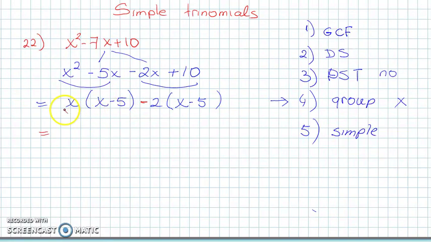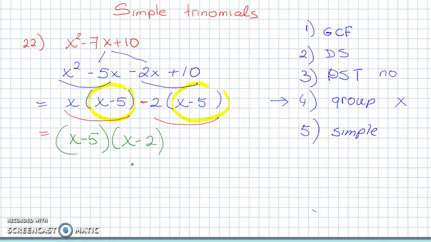So now I have two terms like this. What do they have in common? Do I have the same thing in brackets? I do. So I will take that out, x minus 5, x minus 2, and the expression is factored.